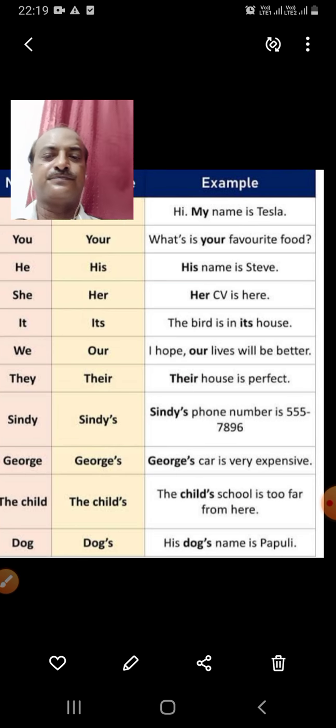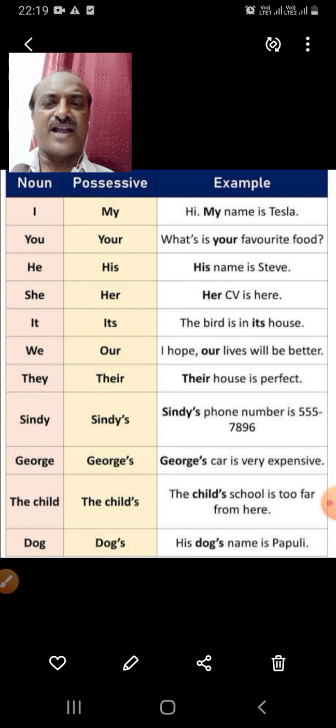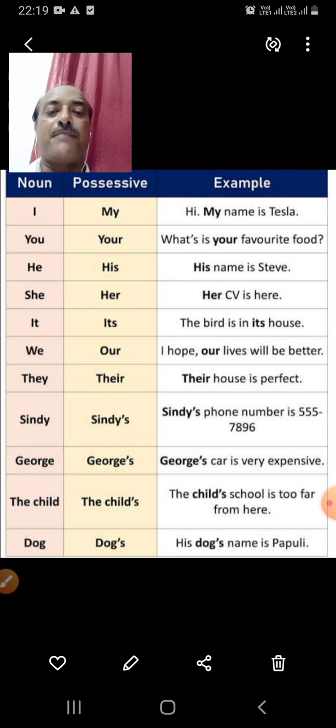Now students, possessives. What are possessives? Possessive pronouns show that something belongs to someone. That means you own that, you have that. Like you say, this bag is mine, this bottle is mine, it belongs to me. So that is possession. They are not immediately followed by a noun. Let us see the example. Noun, that is I. Possessive means my. That is when in the sentence we say my.